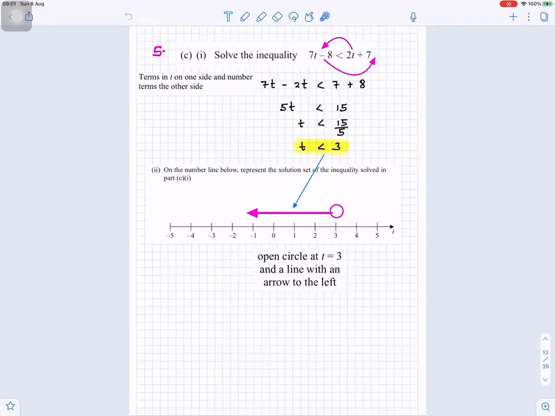On the number line below, represent the solution set of the inequality solved in part c. Since t is less than 3, we put a circle at 3 and put a straight line going to the left, and we do not shade the circle because it says less than. So it's an open circle at t equals 3 and a line with an arrow to the left.